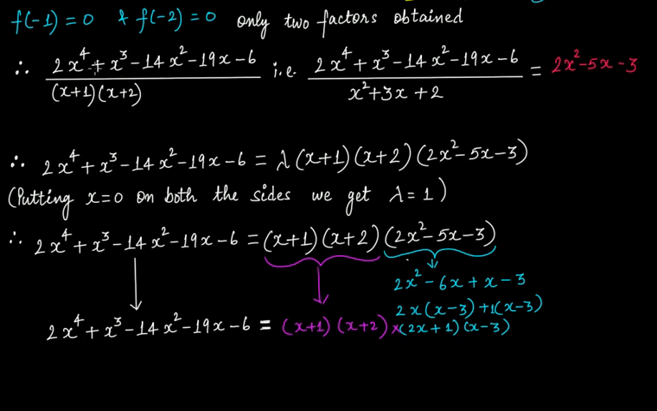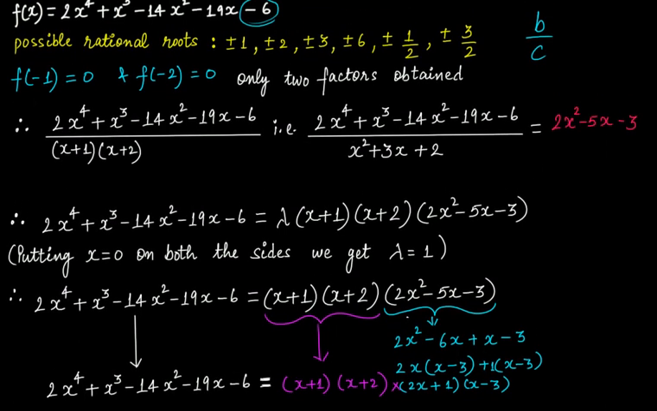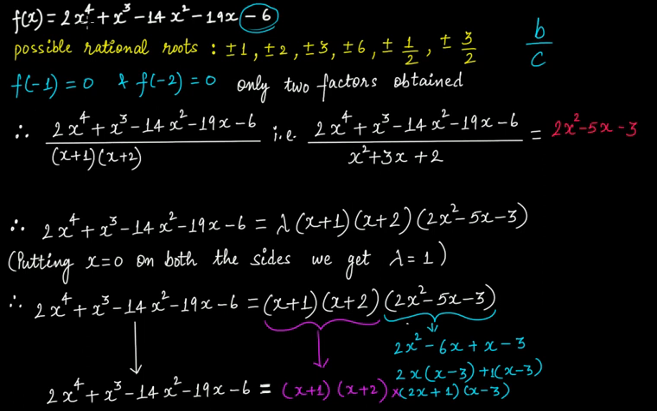Take this f(x). Our f(x) is 2x raised to power 4 plus x cubed, and so on, as we have written here. Now if minus 1 is a root, then x plus 1 is a factor by the factor theorem. If minus 2 is a root, x plus 2 is a factor by the factor theorem. You have to multiply these, and when you divide, this is the quotient you get.